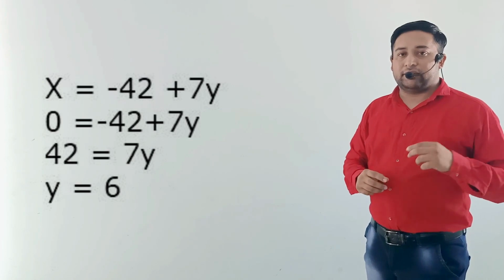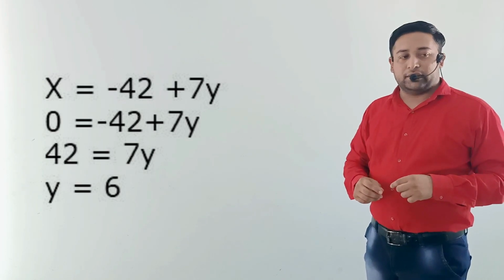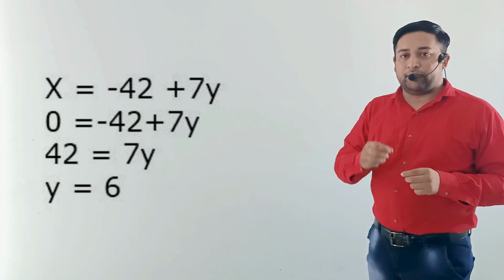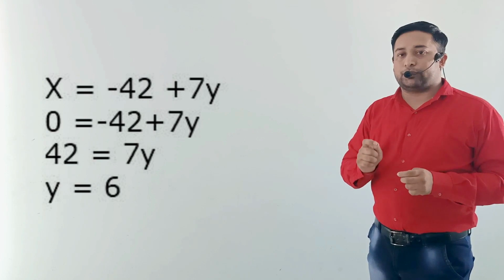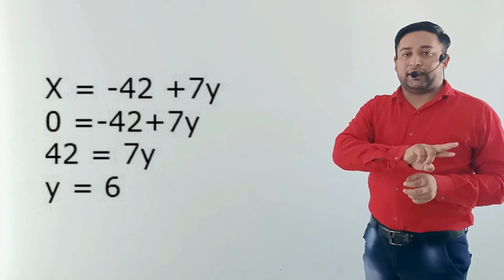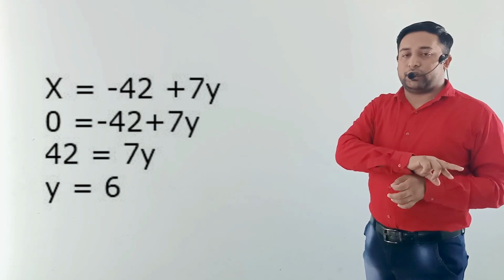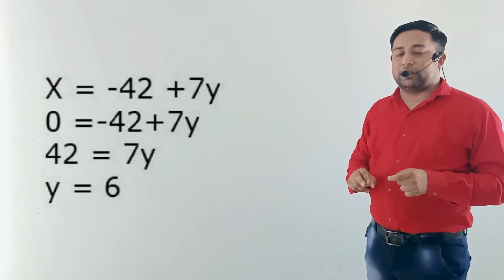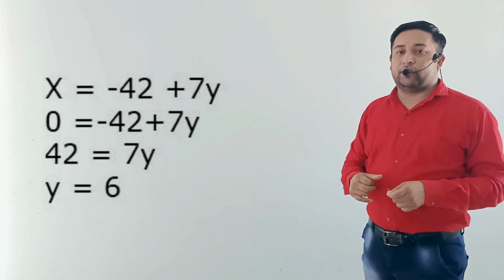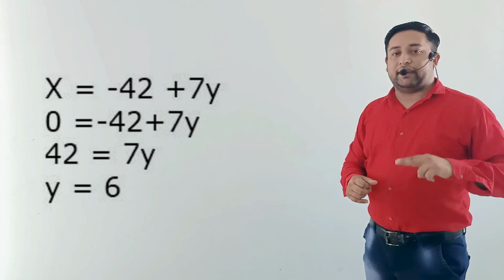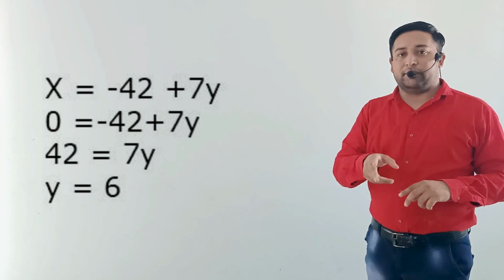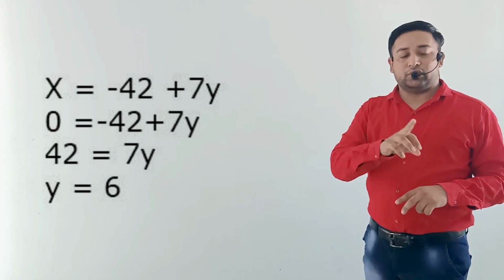The second value I put for x is 0. What will I get when I put x is equal to 0? So x is equal to minus 42 plus 7y. Substituting x as 0, 0 is equal to minus 42 plus 7y. Taking minus 42 to the other side, minus 42 becomes plus 42. So 42 is equal to 7y. Dividing 42 by 7, I get the value of y is 6. So when x is 0, y is 6. So my coordinate becomes x, y, 0, 6.